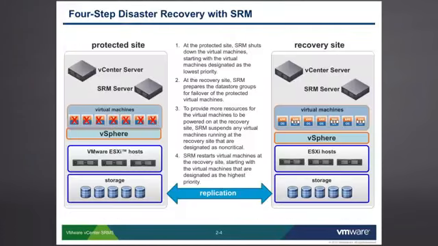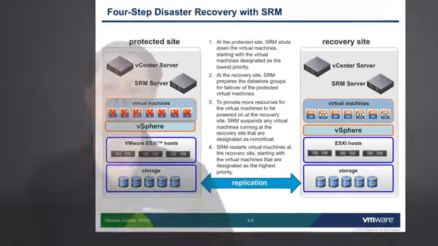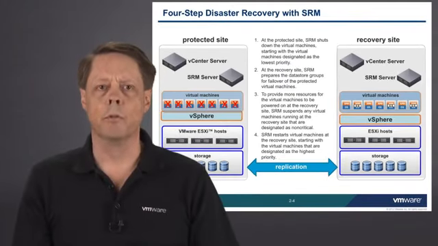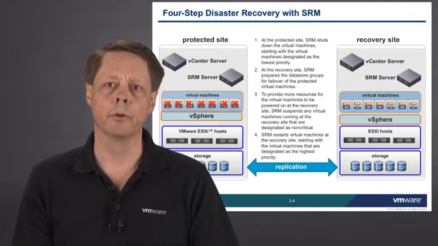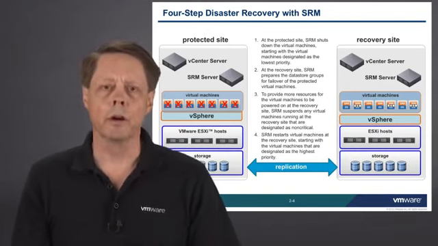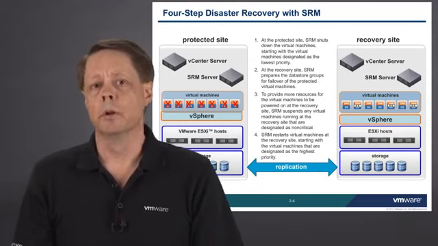So the four-step disaster recovery process with SRM 5 is based around these simple elements. First of all, at the protected site, when SRM is installed and configured properly, the first step is to shut down virtual machines, starting with virtual machines that you, the administrator, have designated as the lowest priority of those VMs. And some folks will ask the question, why? I mean, if there's been a disaster, why would I bother shutting down virtual machines? Aren't they already shut down? And the answer is, perhaps.